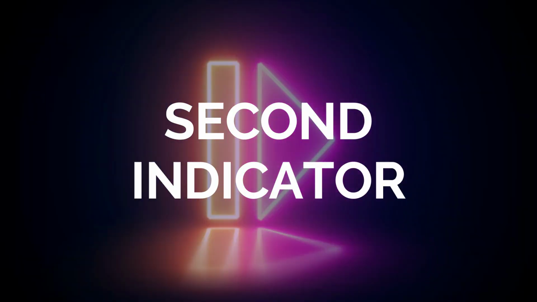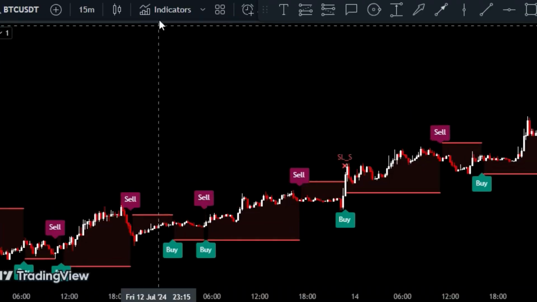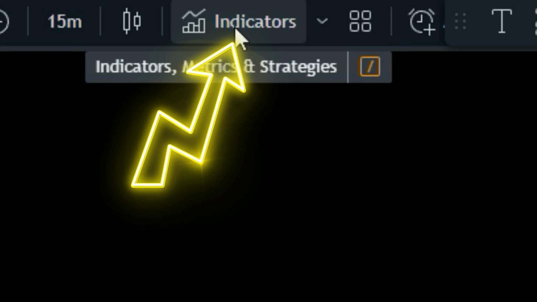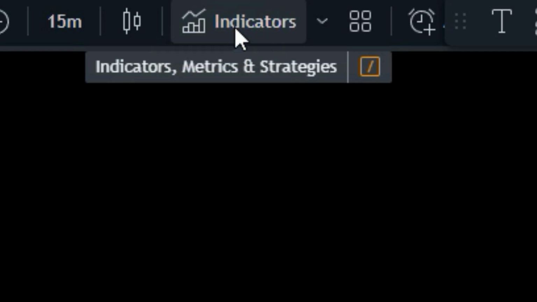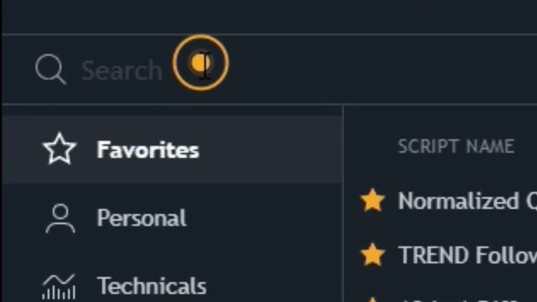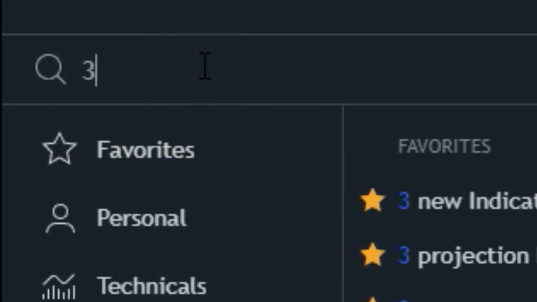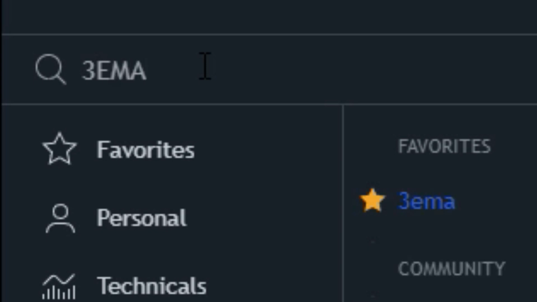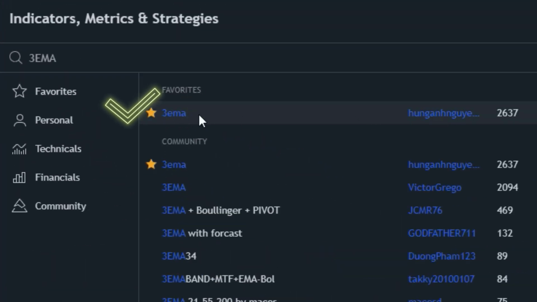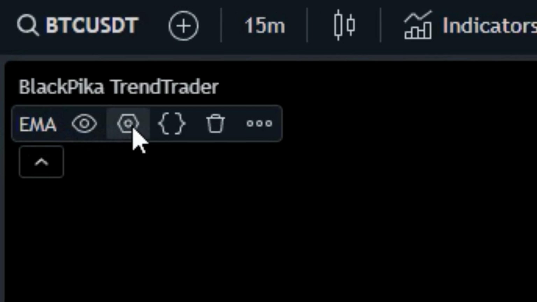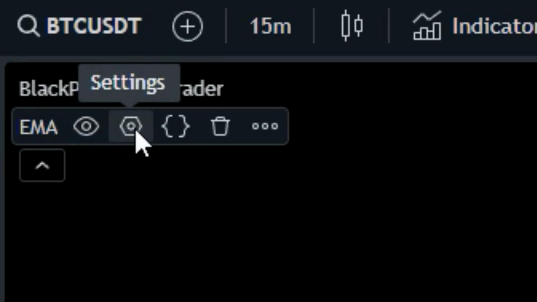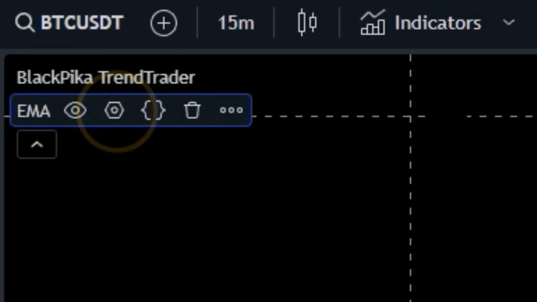So we're getting back to our game plan. This time, we're going to look up the 3 EMA indicator. Just type it into the search bar in the indicator section and click on it. Once you've selected the 3 EMA indicator, you'll see a gear icon. This is where you can adjust the settings of the indicator. Click on it to open up the settings panel.